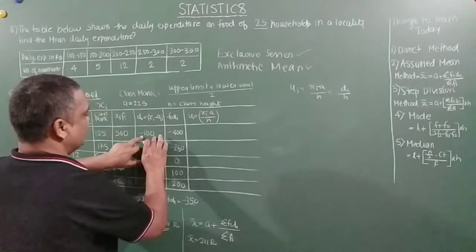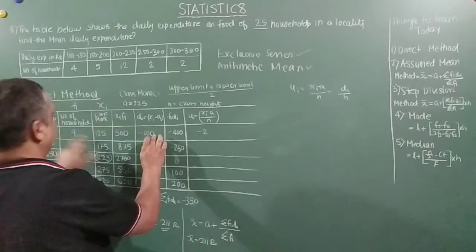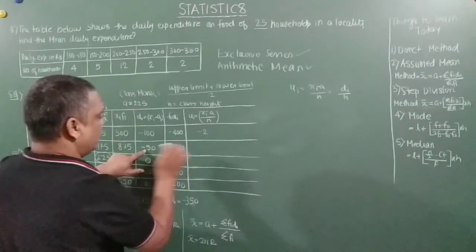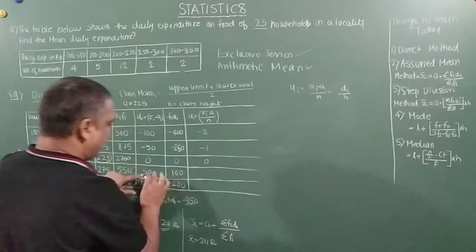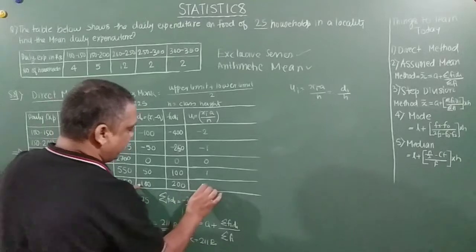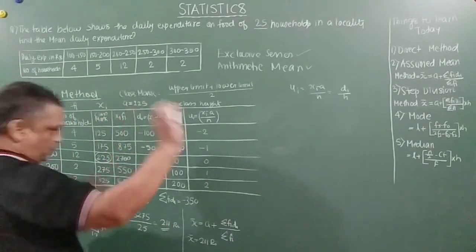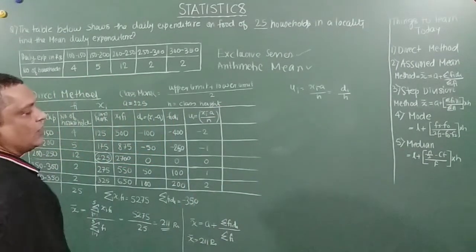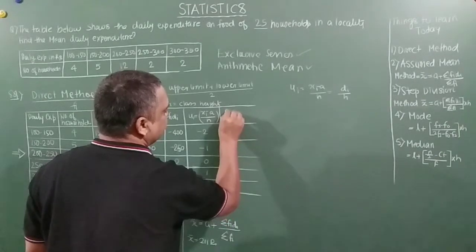So this becomes how much? Minus 2. That is equal to minus 100 divided by 50, right? Class height 50. So minus 2. So this minus 1. This of course is 0 again. This is 50 divided by 50 is 1. This is 100 divided by 50 is 2. Right? Next column, we'll make this column is nothing but fiui.